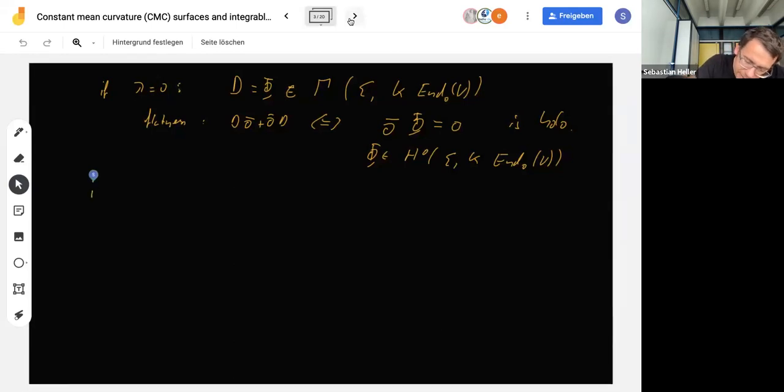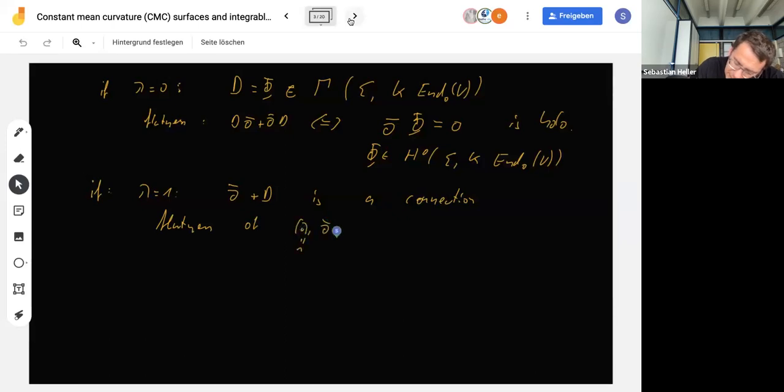Now let's look at another special case, namely lambda is 1. Then we can consider del bar plus D. And if we look at the Leibniz rule for both elements, namely for del bar and for D, we see that this is a classical complex connection. It's just a connection. And flatness for lambda equal to 1, del bar D plus D del bar equal to 0, means that the connection del bar plus D is flat.